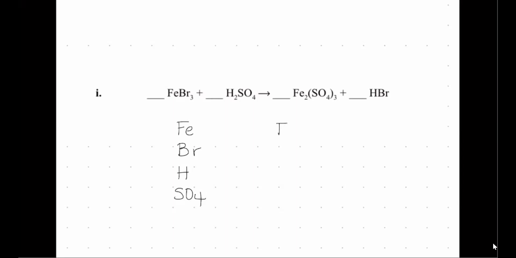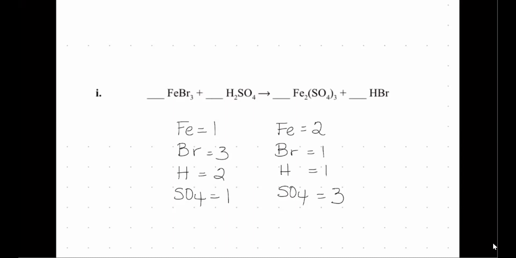So here we're going to say Fe, Br, H, and SO4. That's what we have. Let me take into account how many I have of each. 1, I have 3 of these. I have 2 of these. I have 1 of these. Iron in the product, I have 2. Bromine, I have 1. Hydrogen, I have 1. The sulfate, I have 3. Okay. So as you can see here, nothing is balanced.